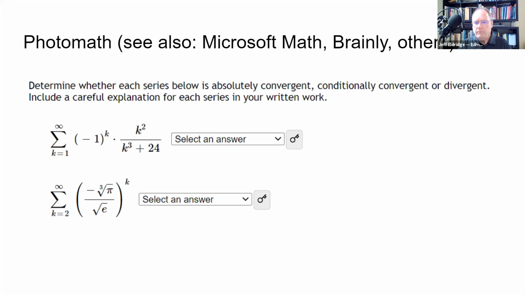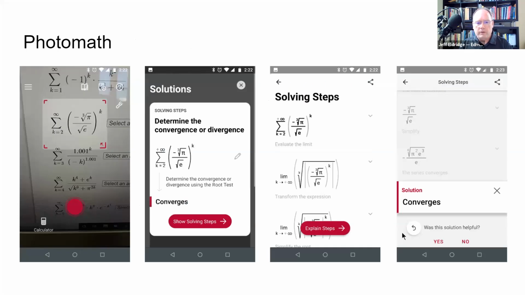So here's a question from a calculus assessment that I gave where they weren't supposed to get any outside help. I mean, it was an open book and everything, but they weren't supposed to use these other sites. And so if you take your phone and you have Photomath installed, you can see here, this is what my phone looks like when I go to take a picture of the problem. So you focus in on the problem and you press take a picture, and then Photomath will convert that image into a math problem here. You can see it's exactly the same thing. And then if you click show solving steps, it will show you these steps on how to solve the problem.